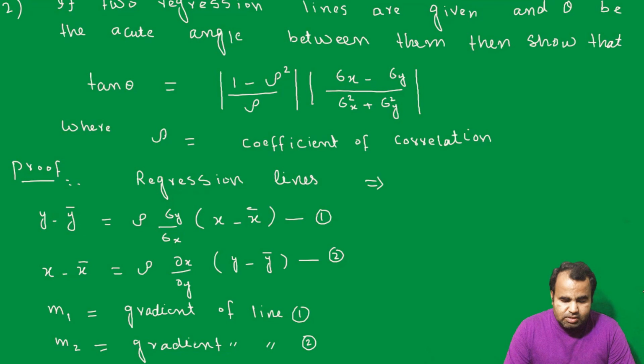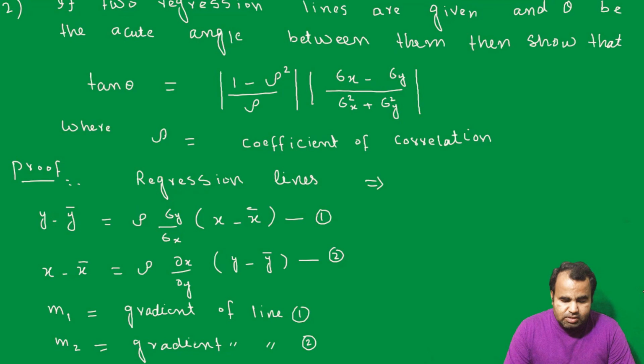Actually we want to convert it into y is equal to mx plus c, where m is the gradient. Remember that y is equal to mx plus c is a linear regression. When we convert it into y is equal to mx plus c, m is the gradient. When we find y is equal to mx plus c, you can see that the first line is already in the form y is equal to something.